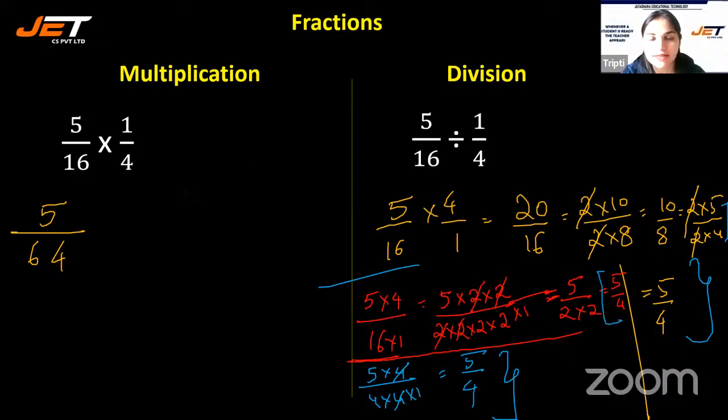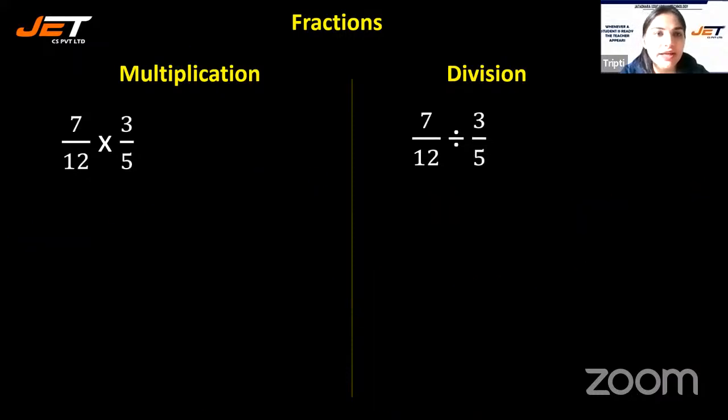Okay, you can see that. Let's go to the next question. 7 by 12 times 3 by 5 and 7 by 12 divided by 3 by 5.